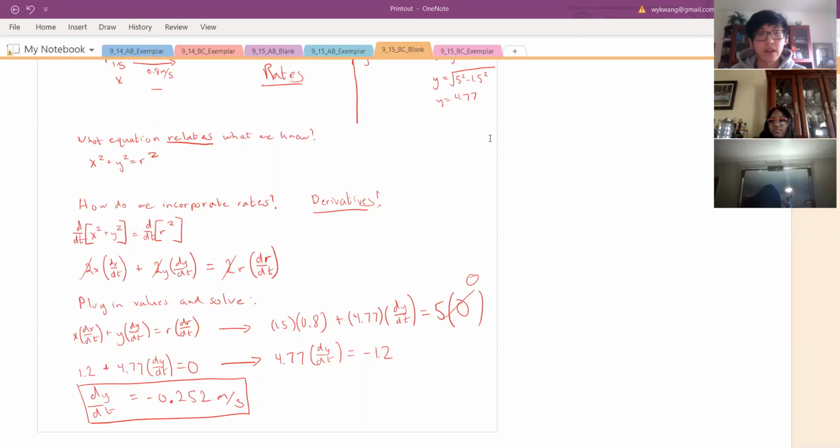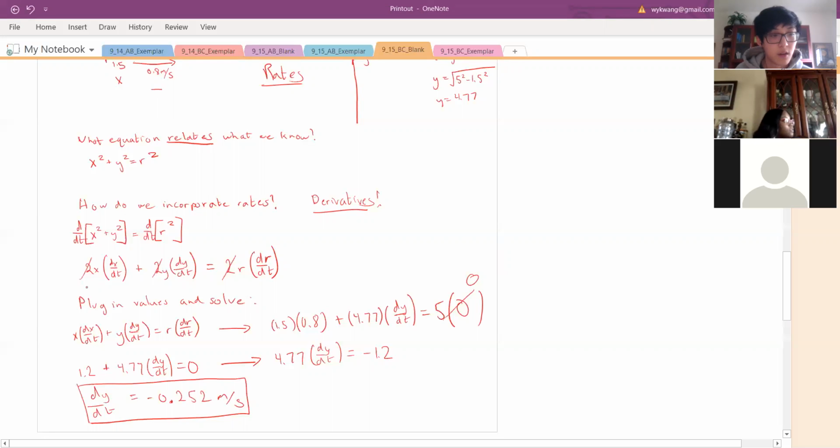Mateen, I see you have your hand raised. You can go ahead and unmute yourself if you have a question. Yeah, I wanted to ask a question. Right there where it says 2x parentheses dx over dt, that whole situation right there. Where did the terms get canceled out to?